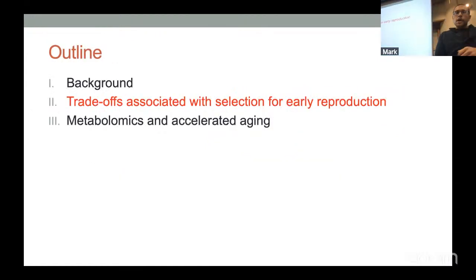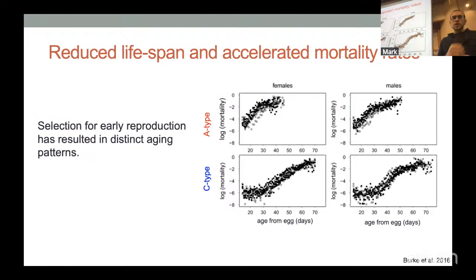Okay, so next I want to talk about aging. So we're always going to talk about trade-offs. It seems like a lot of people in this department don't find trade-offs with aging. I don't know what you guys are doing, but I find them. So we're going to talk a little bit about some of the phenotypes associated with these A-type populations, right? As we talked about, you have reduced lifespan, and then you have accelerated mortality rates. This is looking at log mortality for females and males for the A and C types.